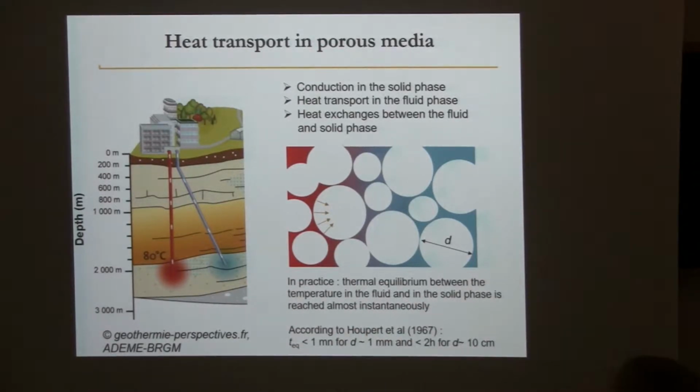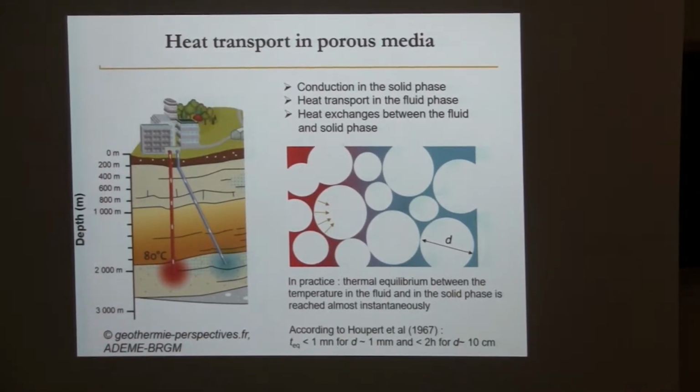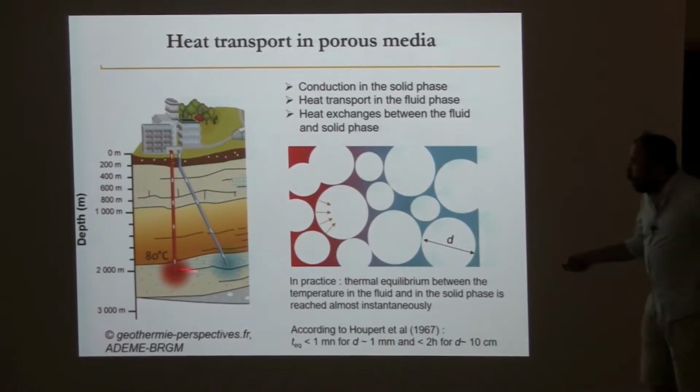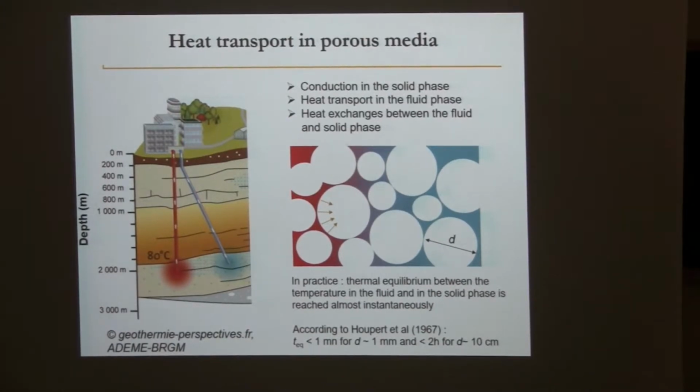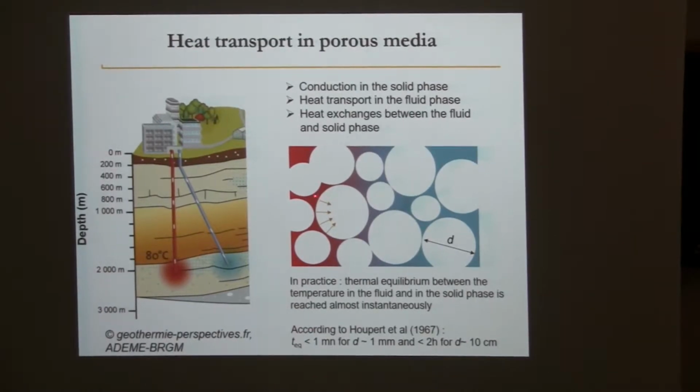If we consider heat transport in porous media, we had the nice presentation of geothermy this morning by Peter. Now, what we have is the fluid that transports heat. You have heat exchange between the fluid and the solid phase, and then there is conduction in the solid phase.